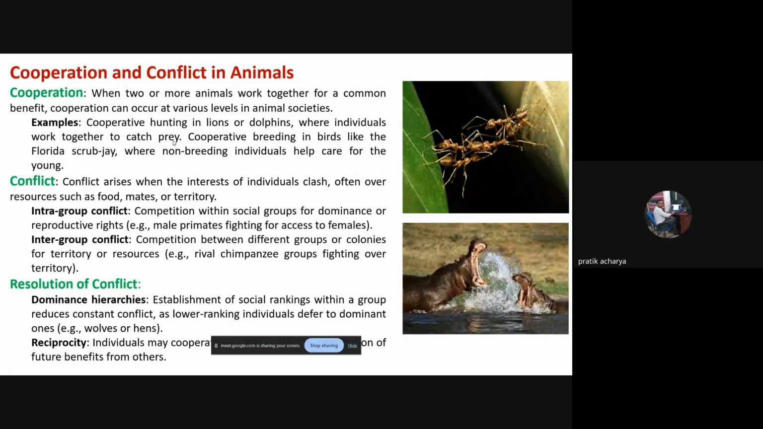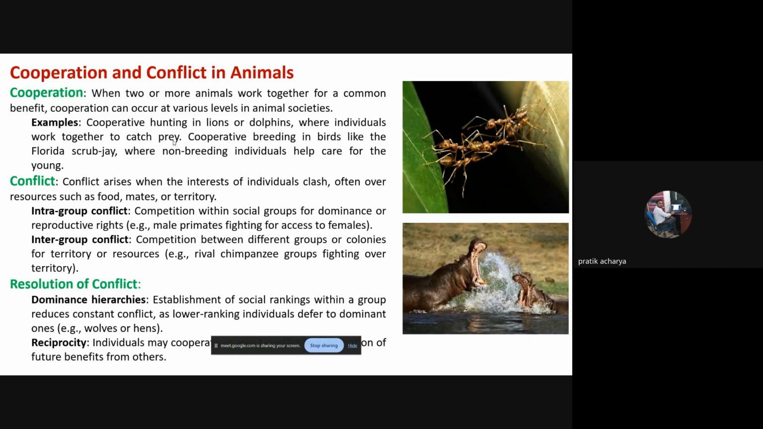What is the difference? The basic difference: in cooperative hunting, there are more chances of food. Sometimes in single hunting, the animal gets hurt by the prey. After that, the condition is the conflict condition. What is a conflict condition? It arises when the interests of individuals clash. If we talk about an ego clash, that means our egos are clashing. When interests clash, that is known as conflict. So conflict arises when interests clash.